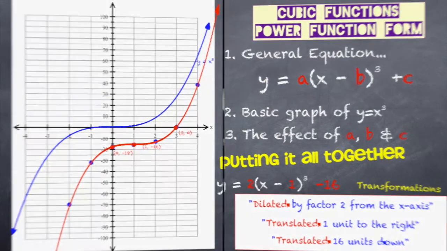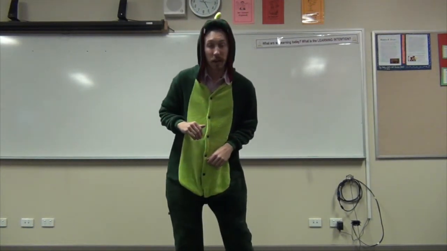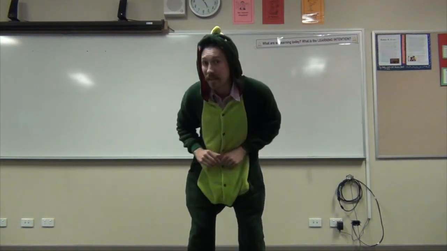So it is just like quadratic functions, where the a value is going to affect the dilation factor as well as any reflections that might take place. And the b value is going to affect the horizontal translation of the graph, and of course the c will affect the vertical translation. And the b and c values are going to give us our point of inflection.